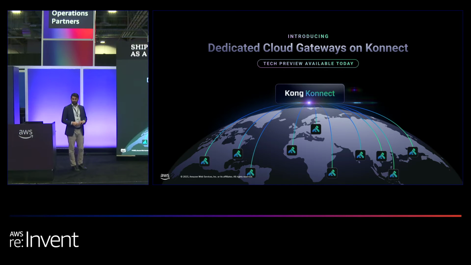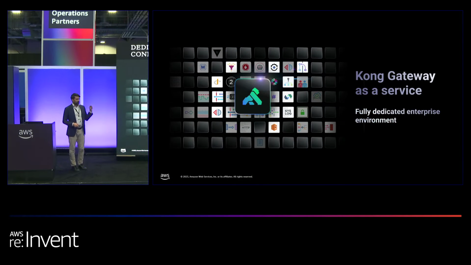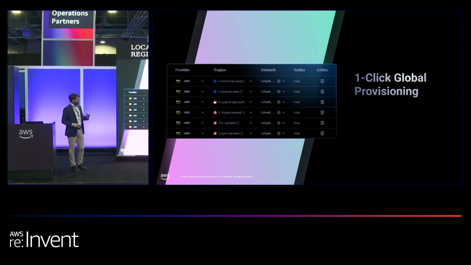With Dedicated Cloud Gateways on Konnect, we can use the Kong Gateway that we all know, with all the plugins that it has, all the ecosystem of Kong, and run it in one click, dedicated in the cloud across any region where you need to have that API infrastructure running. It supports a one-click global provisioning. We can choose the cloud, the region, where we want our gateway infrastructure to run, and in one click, we can provision it in a dedicated way.